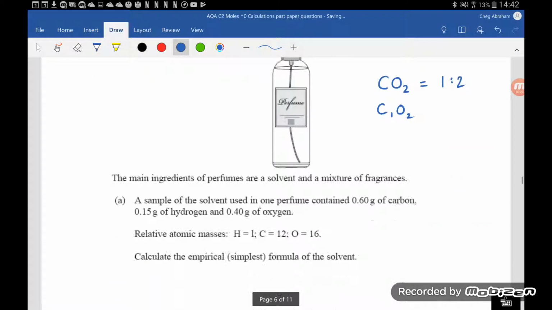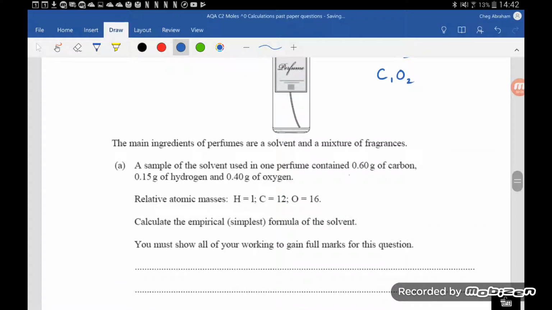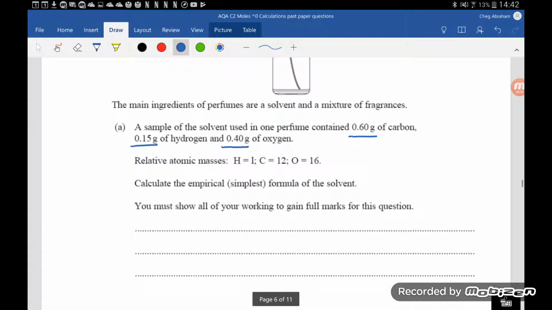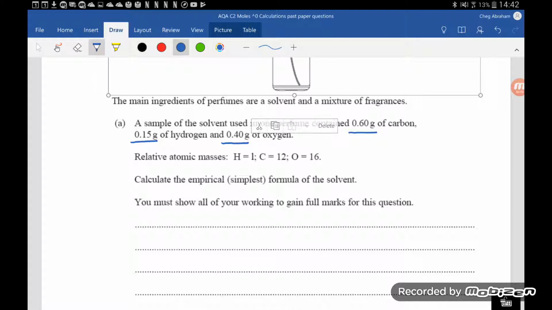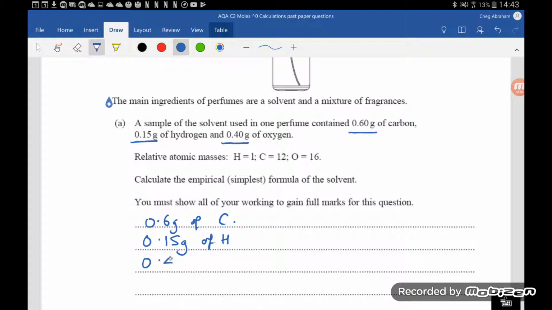Now, in this question, we have been told that there was 0.6 grams of carbon, 0.15 grams of hydrogen, and 0.4 grams of oxygen in this compound. Because the relative atomic masses of each of the atoms is different, it's not just a ratio as we see it there. Step one is to turn them into moles to see the molar ratios. So we have 0.6 grams of carbon, 0.15 grams of hydrogen, and 0.40 grams of oxygen.